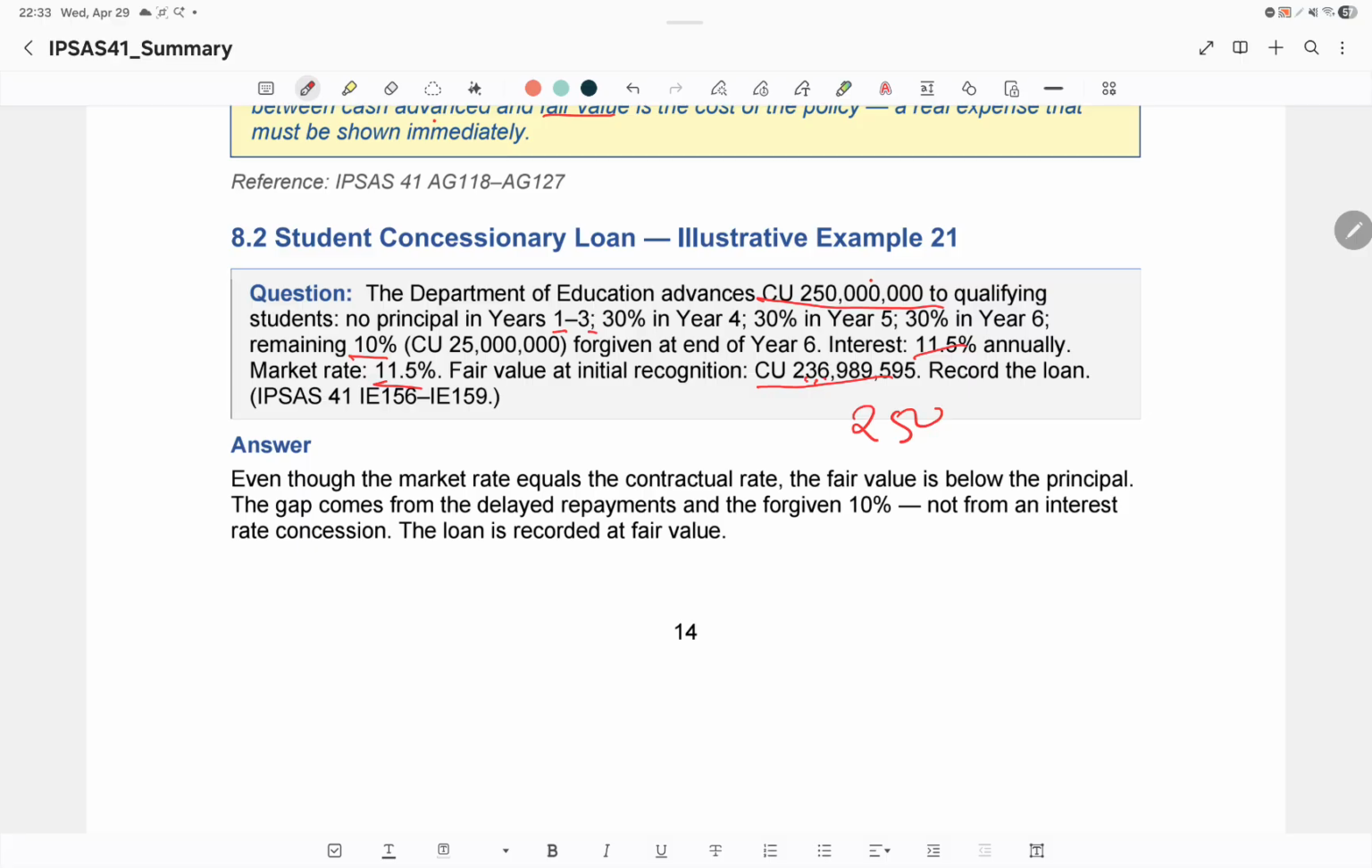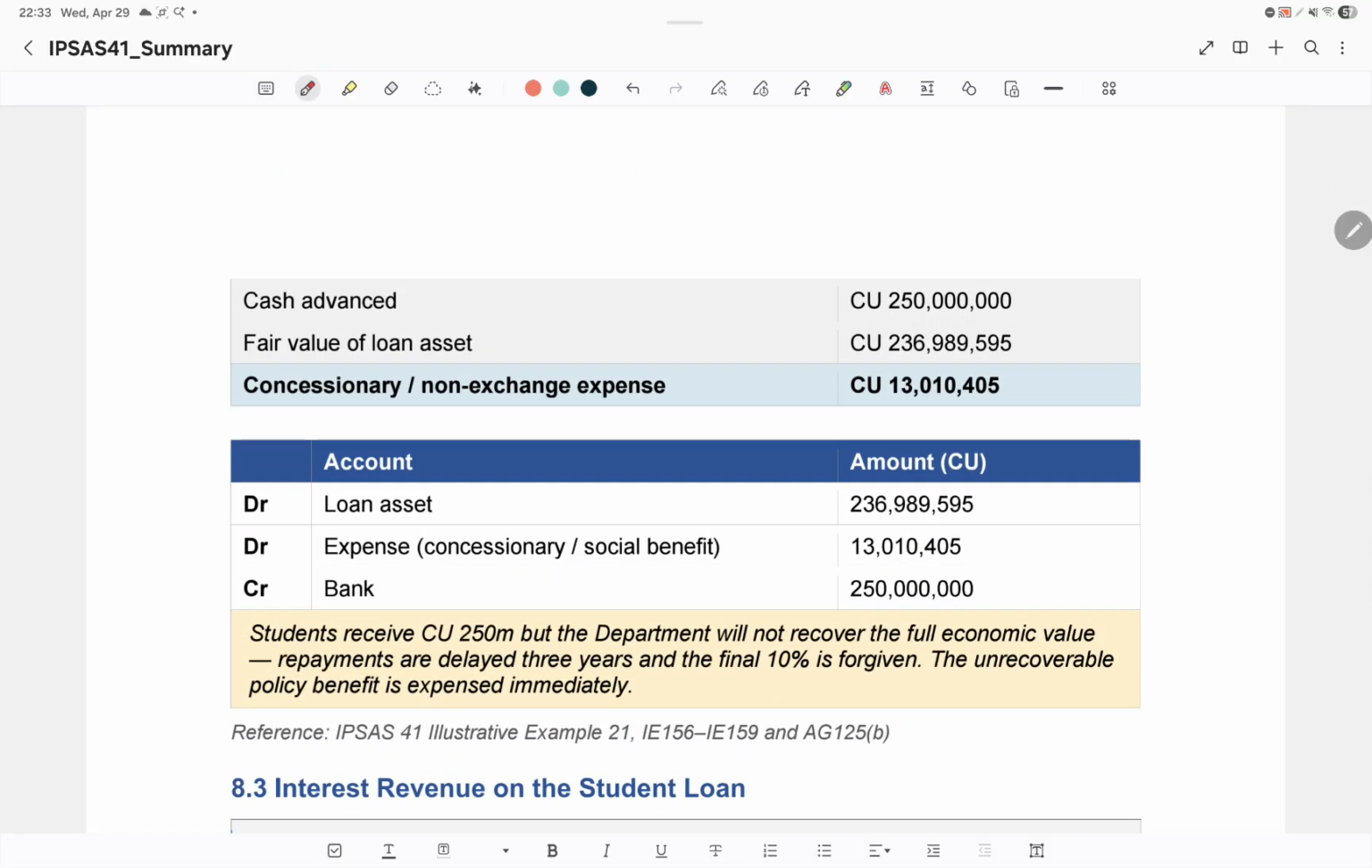So you record the loan at fair value, even though the market rate equals the contractual rate. The fair value is below the principal. The gap comes from the delayed repayment and the forgiven 10%, not from interest concession. The loan will therefore be recorded at fair value. So what happens when you receive cash advance? We credit the bank with 250, we debit loan asset, and then expense immediately this amount.